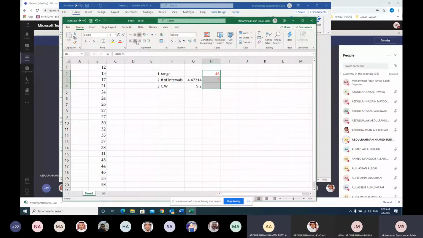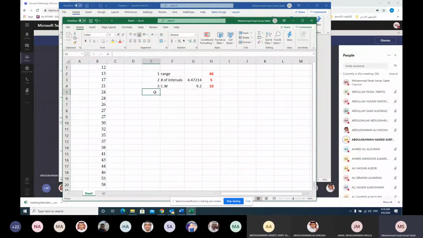46 over 5, which equals what? 9.2. Once we round the number of intervals up, we should round this value up. The answer is what? 10.